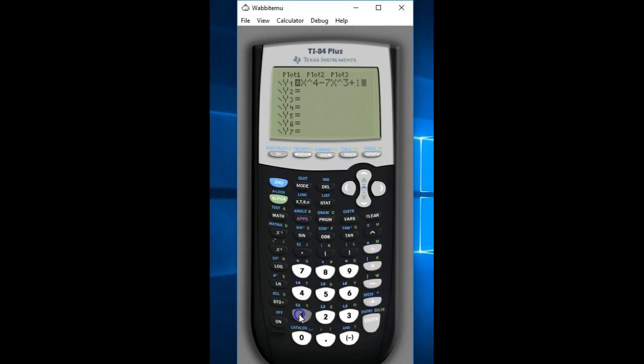plus 14x, and you can use the little caret button if you want, but since there's a squared button, I'm going to use the squared button, but I could use caret to the 2nd power, minus 38x and then minus 60. Now I could go ahead and hit graph, and let's see what we have.